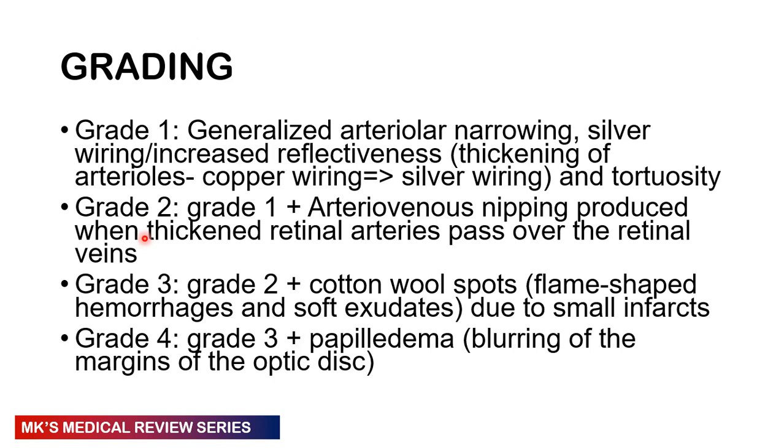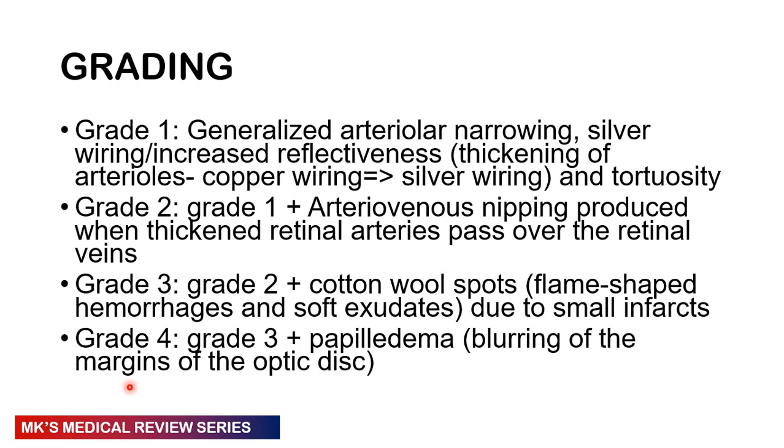Then in grade 2, you have everything that you had in grade 1 plus arteriovenous nipping, which is produced by thickened retinal arteries as they pass over the retinal veins. Then grade 3 is everything that you had in grade 2 plus your cotton wool spots, and you may additionally have your flame-shaped hemorrhages and your soft exudates. Your cotton wool spots are your soft exudates. These are due to small infarcts.